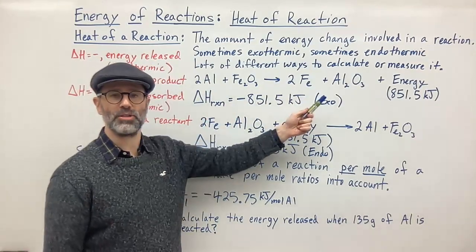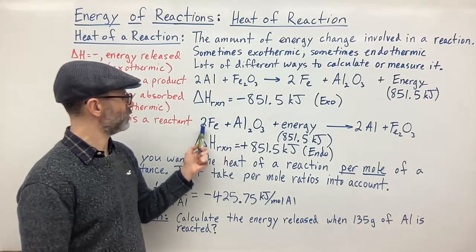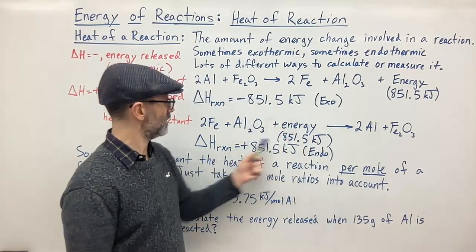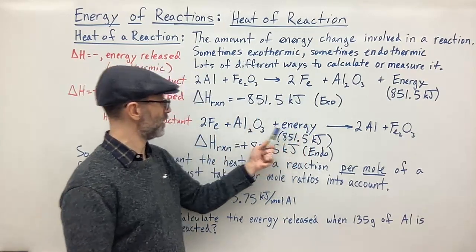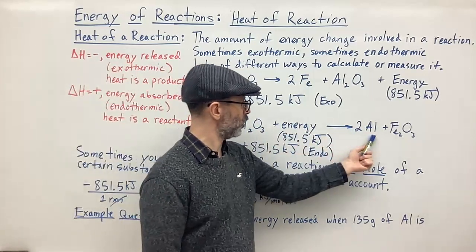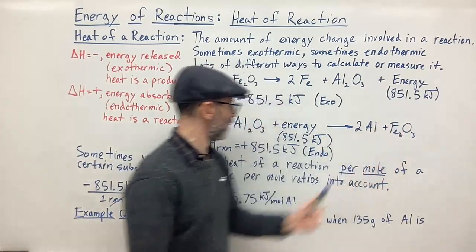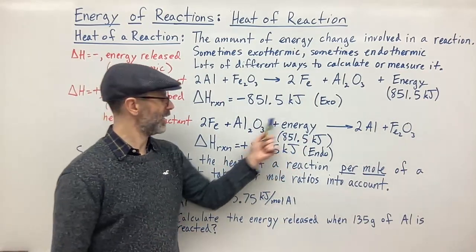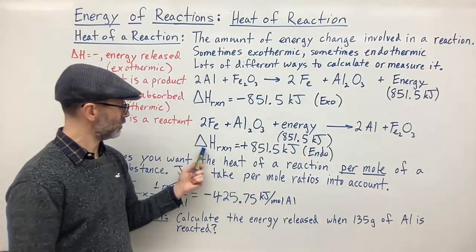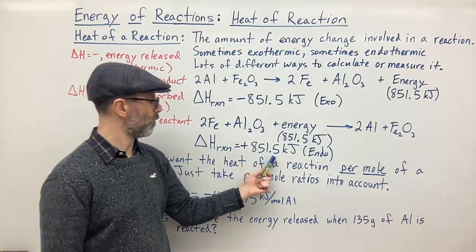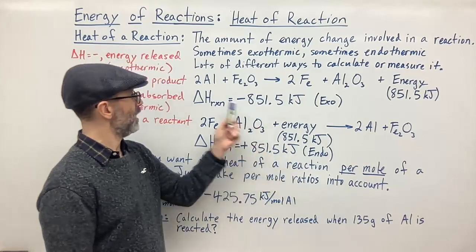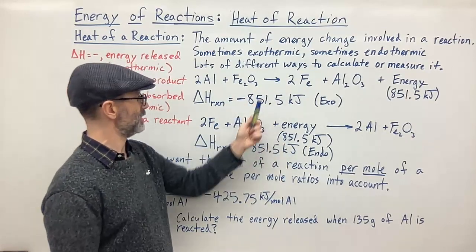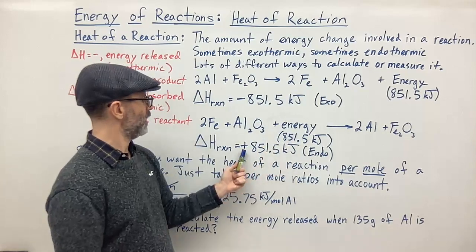If we were to reverse the reaction, so instead we have two iron reacting with aluminum oxide, we're going to add energy to get this process to go. So we need to add energy in order to convert this into two aluminum plus iron 3 oxide. Because energy is absorbed during the reaction, the heat of the reaction is positive. So the delta H of the reaction is a positive 851.5 kilojoules. So you can see that the difference in the heats of reaction between this reaction and its reverse is just a difference in sign. Same magnitude, but the sign is different.